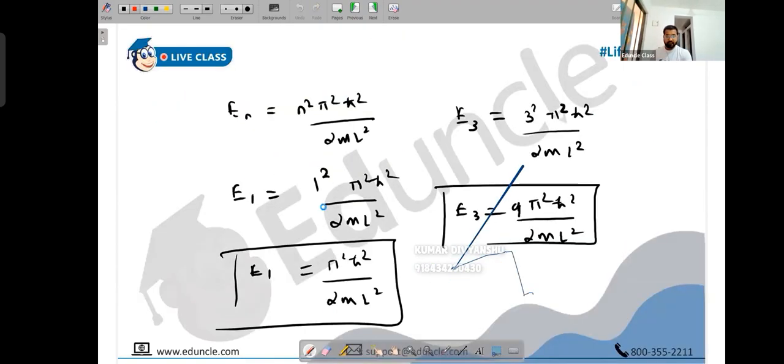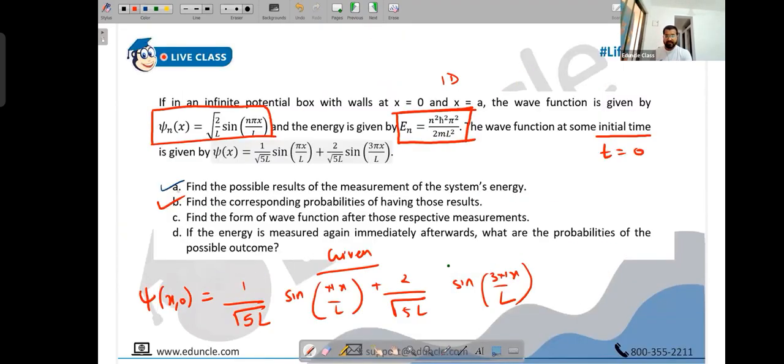Next. Okay, proceeding ahead. So this is also done: find the corresponding probabilities of having those results. Now, find the form of the wave function after those respective measurements. Basically, what is the meaning of it? Find the collapse wave function. What is the wave function after we measure those? After the measurement, what is the collapse wave function? That's what we want to calculate. Let's calculate the collapse wave function.